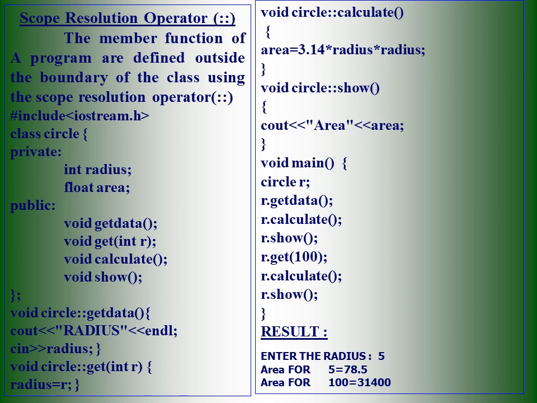Similarly, another function is defined here: void circle::calculate. It calculates and shows the calculated value. Afterwards, similar to the previous programs, we declare the object in the main function, and we can refer to those member functions of the class by using the object with the dot operator, and the result is executed. So see the result, this program produces this result.